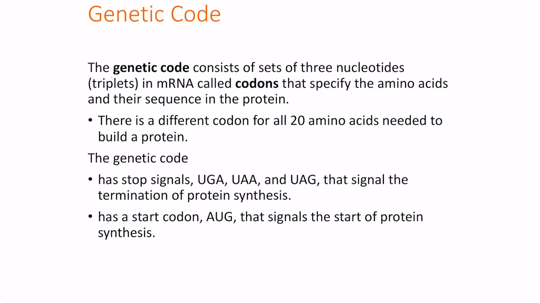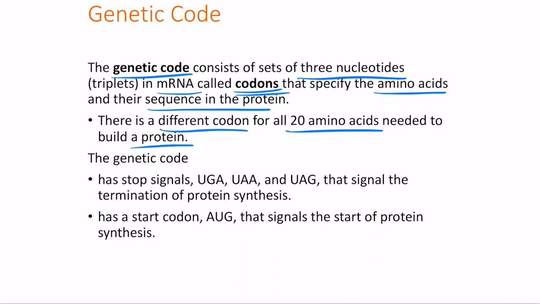So the genetic code here consists of three nucleotides, or triplets, in the mRNA. We call them codons. These codons are the ones that specify the amino acids and their sequence in the protein. So there is a different codon for each of the 20 amino acids that are needed to build a protein. The genetic code here also has stop signals. The stop signals are UGA, UAA, UAG. That signals the termination of protein synthesis.